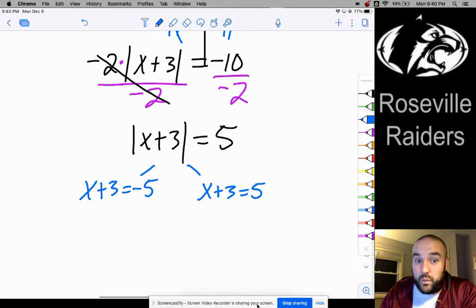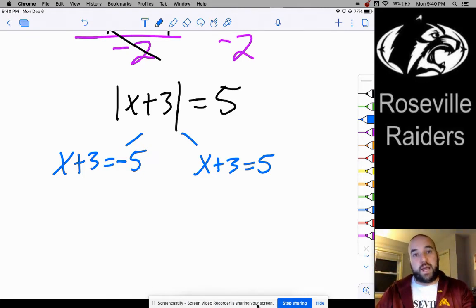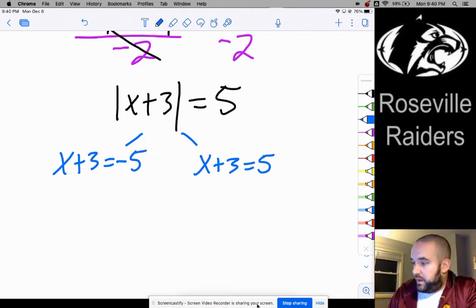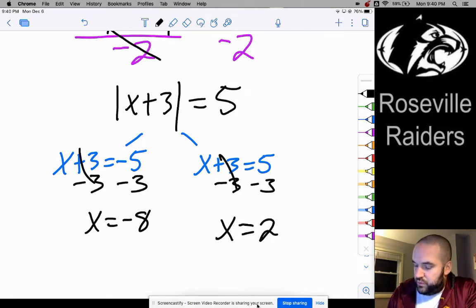Now you'll notice when I split this up, what is no longer in the problem? Those absolute value bars. So by splitting this into two equations, I'm effectively undoing the absolute value, and I no longer need those absolute value bars. Here, I can get rid of plus 3 by subtracting 3 from both sides. I get x equals negative 8. If I subtract 3 from both sides here, I get x equals positive 2.